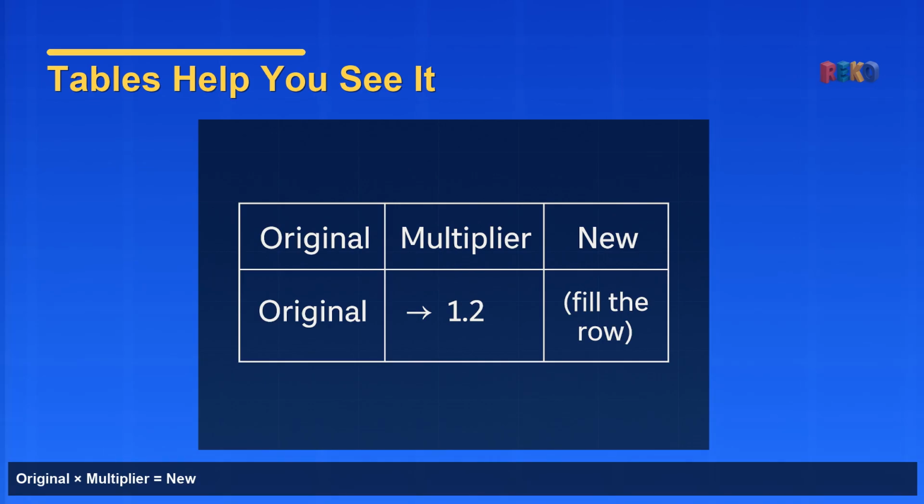Every percentage problem fits into one simple table: original, multiplier, and new. Fill in what you know, and remember the rule. Original times multiplier equals new. If one part is missing, just solve for it. This makes even multi-step percentage problems easy to see and hard to mess up.